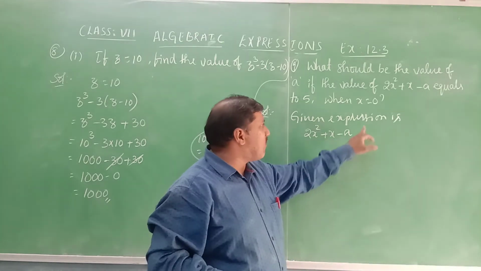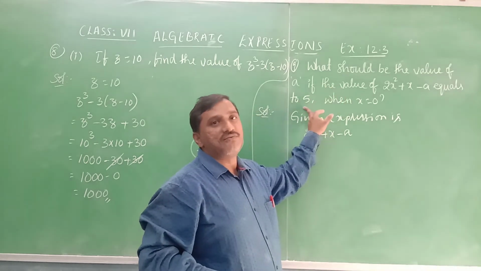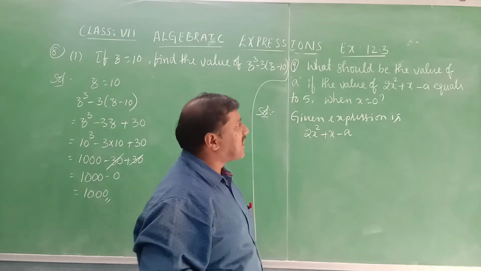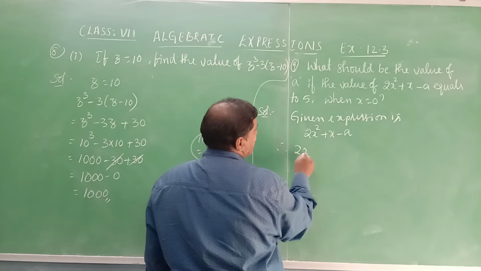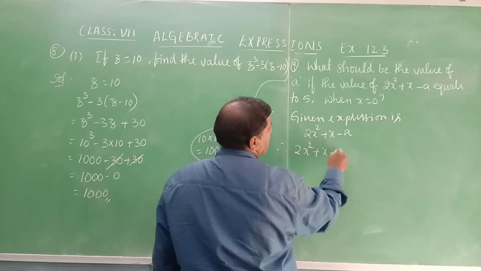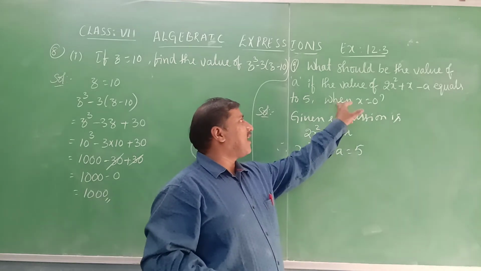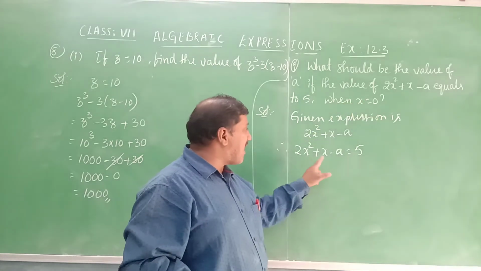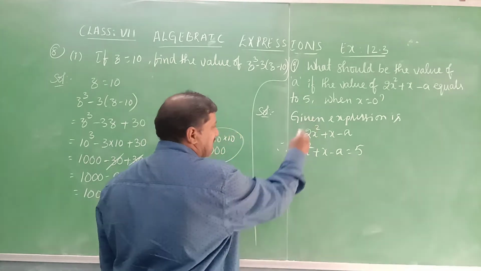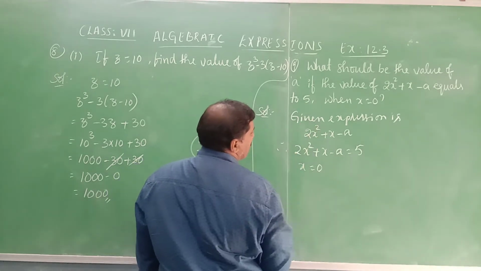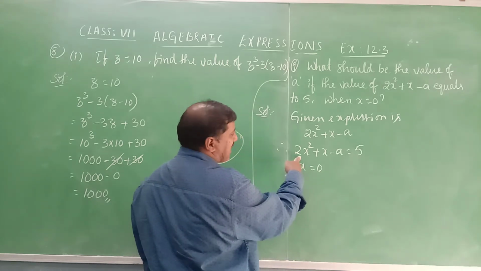If we know the value of this whole expression, and it is given, it is equal to how much? 5. The value of this expression is equal to 5. So therefore 2x square plus x minus A is equal to 5. Also it is given x is equal to 0. When we know the value of x, then we can find the A value. So here it is given x is equal to 0. Hence substitute x as 0 in the given expression.